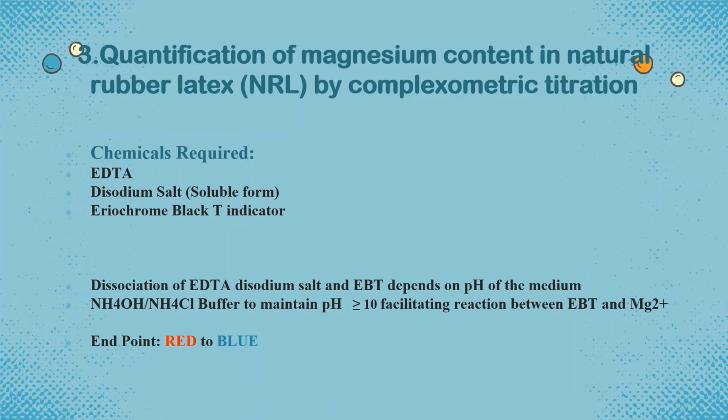Dissociation of EDTA disodium salt and EBT, which is the Eriochrome Black T indicator, depends on the pH of the medium. So addition of ammonium chloride or ammonium hydroxide buffer solution is required in order to control the pH of the solution to be less than 10, which facilitates a reaction between the indicator and magnesium. At the end point of the reaction, the solution changes color from red to blue.